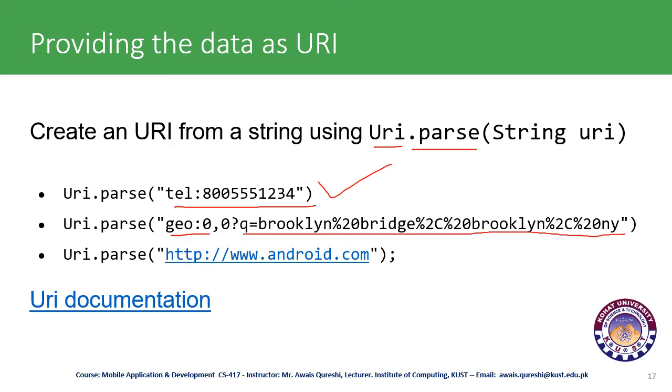And the third one is Uri.parse, where we can include a complete URL. So these are all different methods you can use in an intent to provide data from one activity to another activity. You can also check this link, the URI documentation. This is available in the slides. You can also check this link and see what other overloaded methods are available over here. So these are all overloaded methods of this Uri.parse method. So go to this link and see what other options are available for Uri.parse.